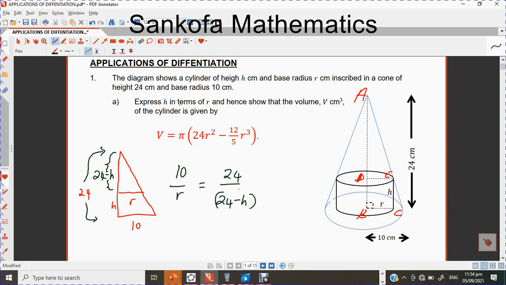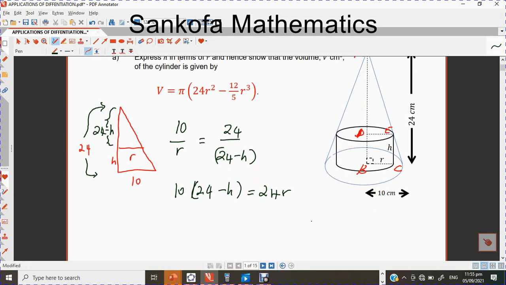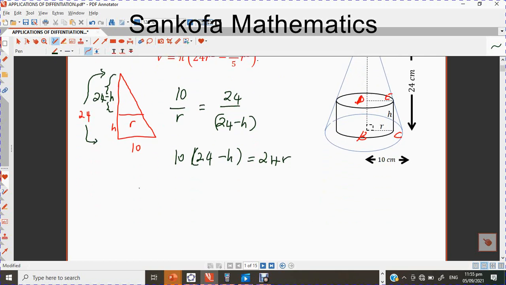Okay, so your objective there is to write that in terms of h. So from here you can have cross multiplication. So that could be 10, and then you have 24 minus h, is equal to 24r. Okay, you should be able to multiply these out. So it's 240 minus 10h is equal to 24r.